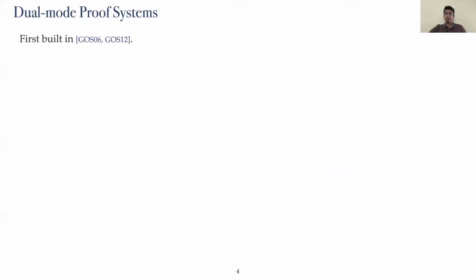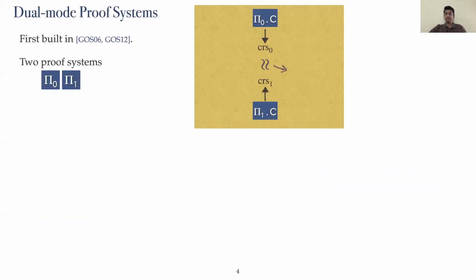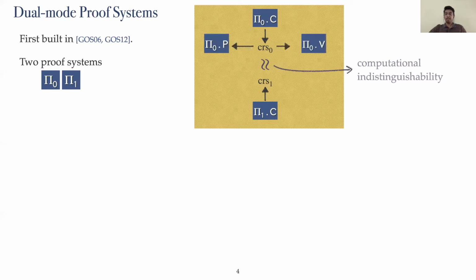The concept of dual mode proof systems was first introduced in the 2006 work of Groth, Ostrovsky, and Sahai. In this technique, there are two proof systems, pi0 and pi1. The two CRS generation algorithms generate common reference strings which are computationally indistinguishable from each other. Both proof systems have proof generation and verification algorithms which are identical to their counterparts in the other proof system.